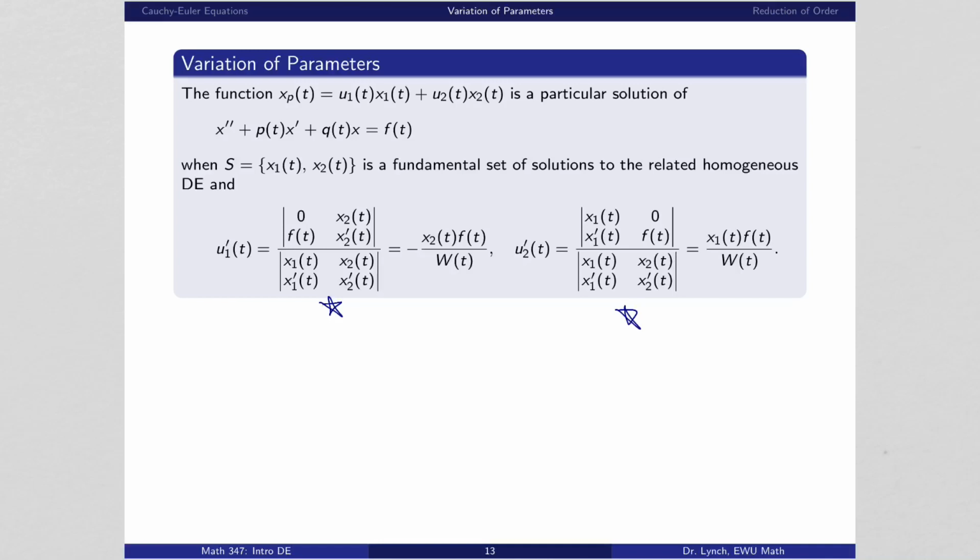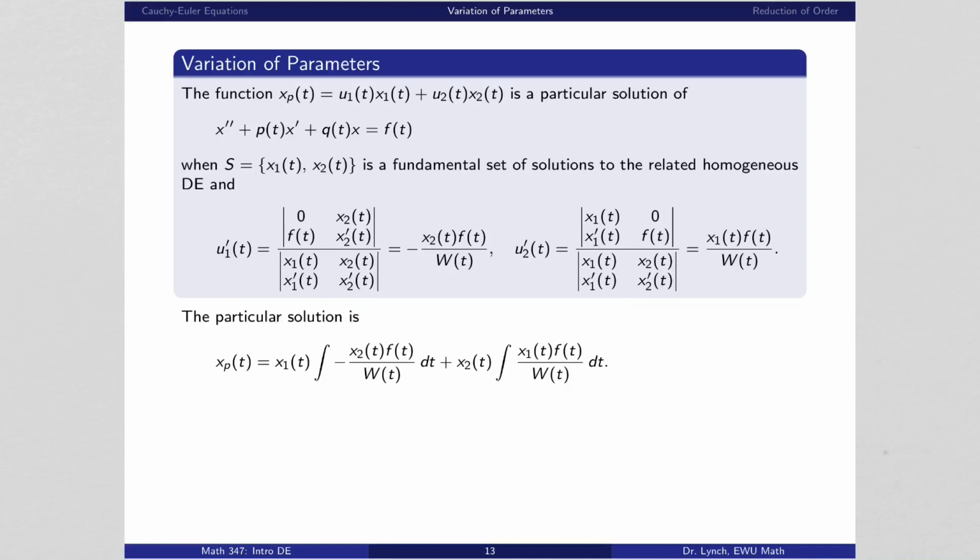Now it turns out, and we won't prove this, but you can, that the Wronskian is never 0 as long as x1 and x2 are a fundamental set of solutions. So we know that we can always express our solutions this way. Again, one more step is required, and that is to integrate those u1 prime and u2 prime. Here is an antiderivative of u1 prime, and this is an antiderivative of u2 prime. Integrate those to find u1 and u2, and then express a particular solution as u1x1 plus u2x2.